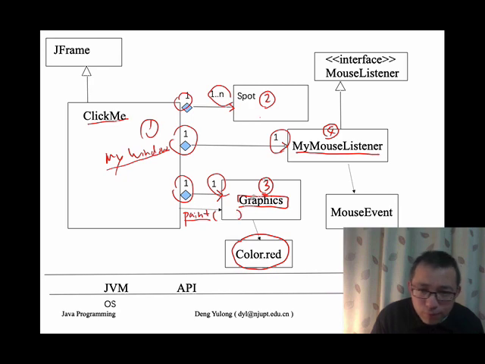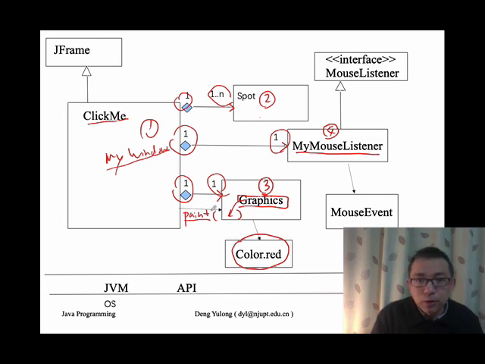So Graphics must be added as a parameter to pass into the operation. ClickMe uses it in the paint operation to do the paint job on the screen, draw the point, draw the spot with red color. So between ClickMe and Graphics, there is not only the composition relationship, they have another relationship between them. There is dependency. So we use this arrow to describe this kind of relationship.